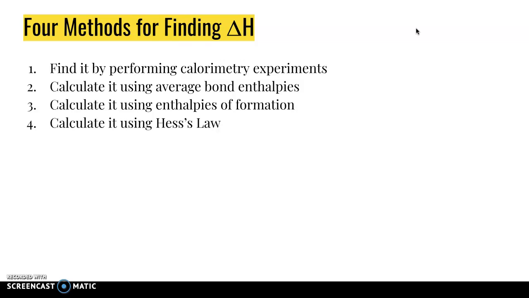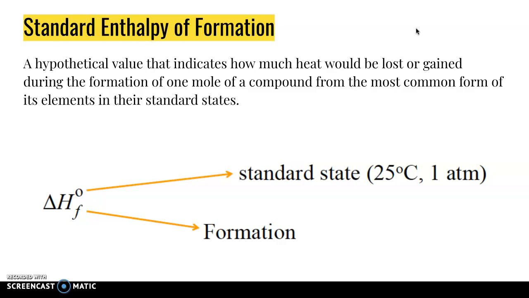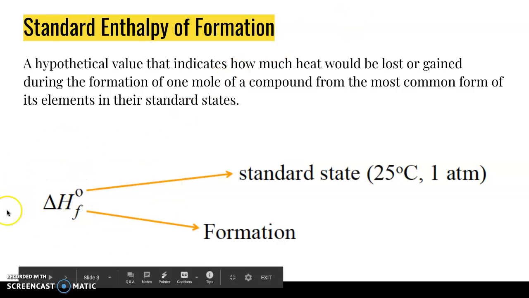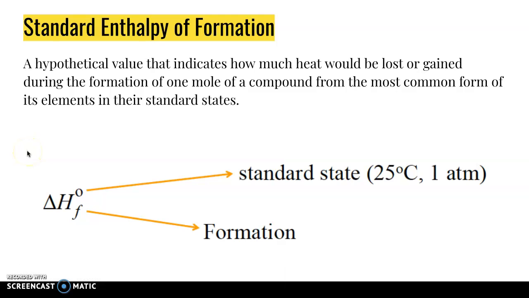So what is enthalpy of formation? It's a value that tells you how much energy is lost or gained during the formation of 1 mole of a compound from the most common form of its elements in their standard states. So you will see this delta H with a superscript 0 and a subscript F. That is the symbol for standard enthalpy of formation, and that is associated with a certain compound that you will be using to determine the enthalpy of a reaction.